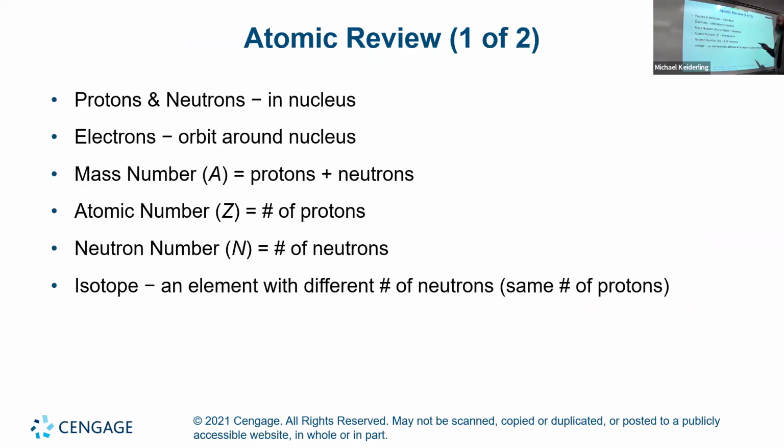So protons and neutrons are in the nucleus. Electrons orbit around the nucleus. The mass number is the number of protons plus neutrons. The atomic number is the number of protons. The neutron number is the number of neutrons. An isotope is an element with a different number of neutrons and the same number of protons.